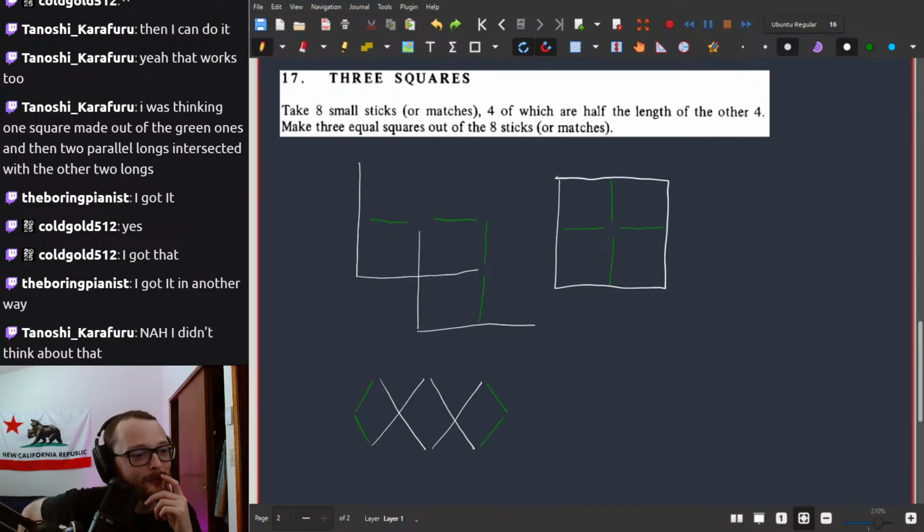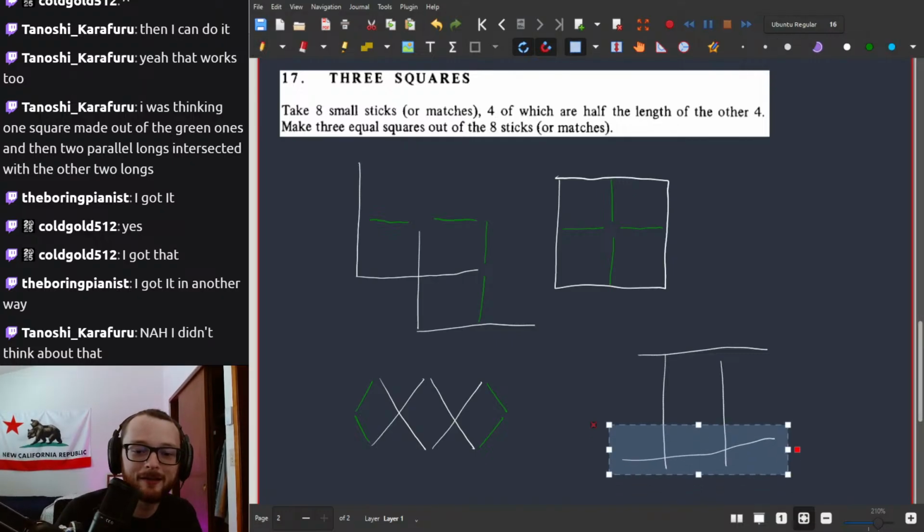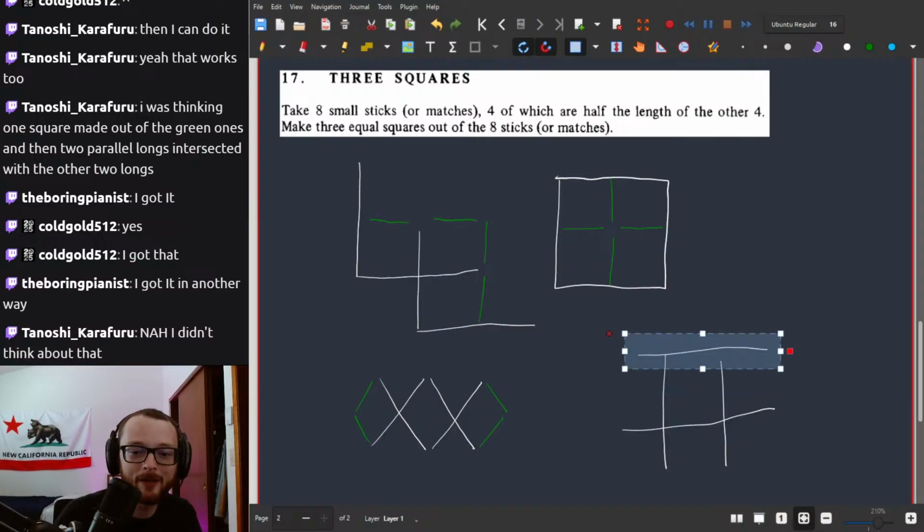One square made out of the green ones. 2 parallel longs. Oh! Yeah. I guess you're making like a pound sign. Fair enough, Tenoshi.